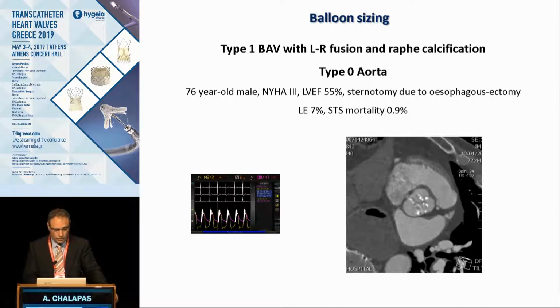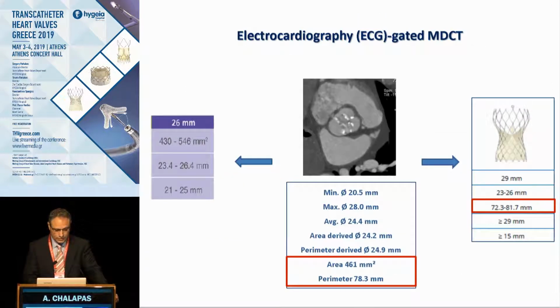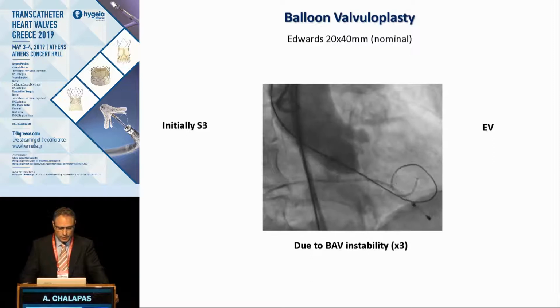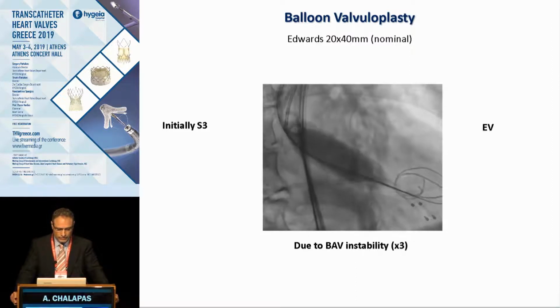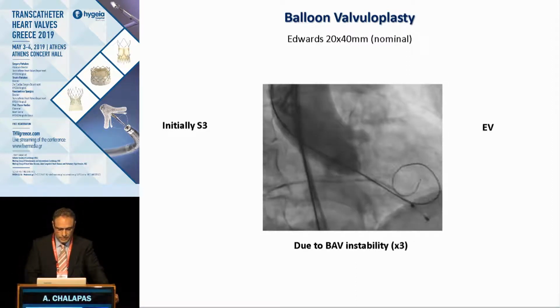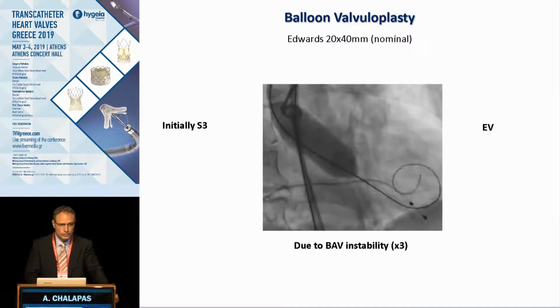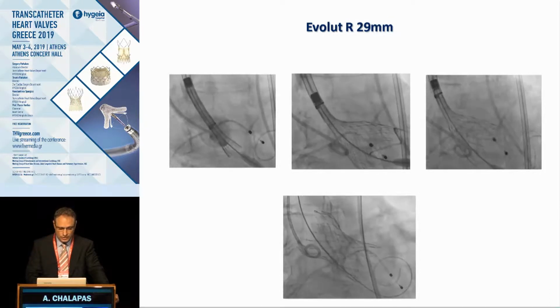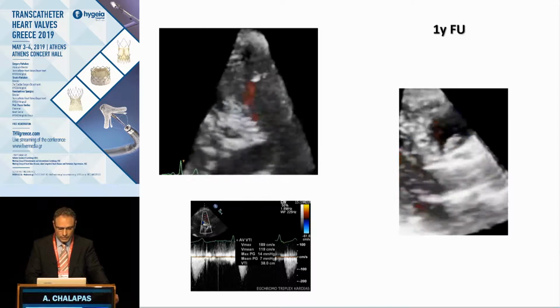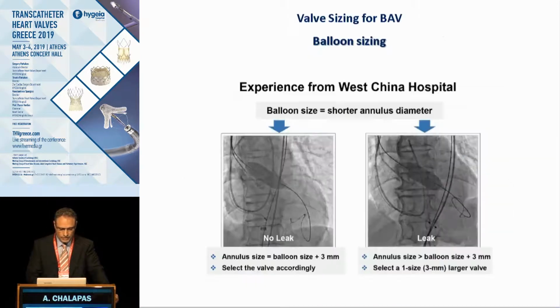Here is an example of type 1 left to right fusion, rough calcification, no ascending aorta dilatation. According to the anatomical information, we had to choose between Evolut 29 or Sapien 3 26. We started initially with the thought of doing the procedure with a Sapien valve. However, during the valvuloplasty, we saw that there was a great instability of the 20 millimeter balloon, which corresponds to the smaller annulus dimensions, and therefore, based on that, we changed our strategy using finally the Evolut 29 millimeter with an excellent final hemodynamic result with mild paravalvular leakage.